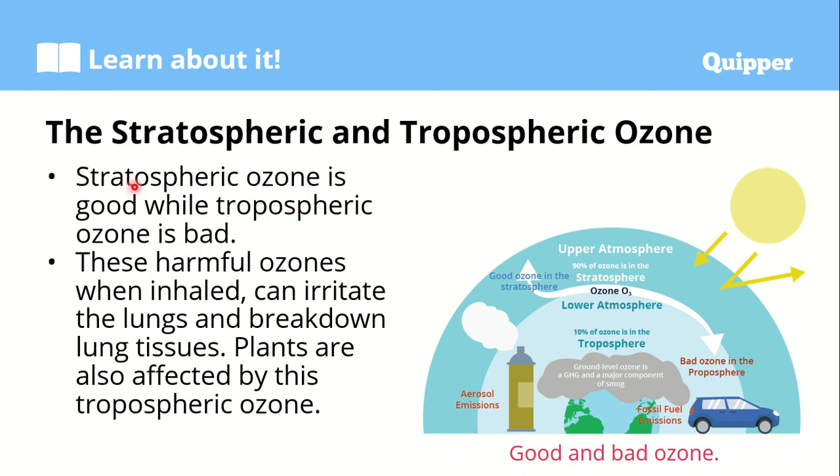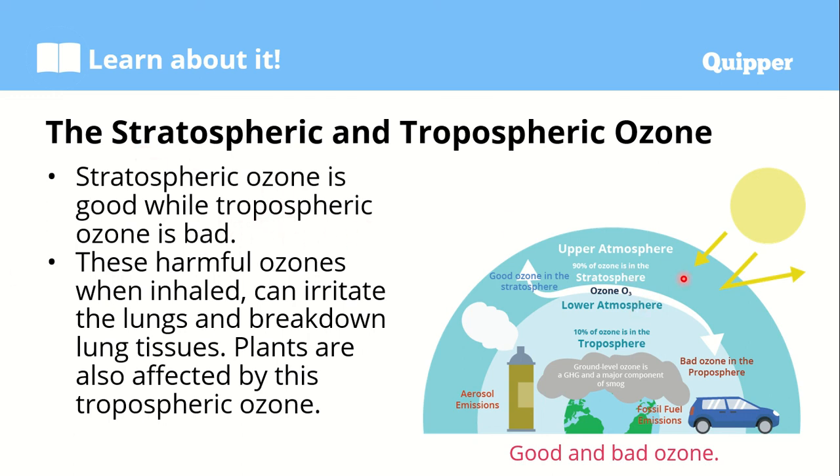Kasi nga supposedly man good, dapat makita na jud nato ning ozone sa stratosphere, because it filters out the UV rays coming from the sun. Tapos it is also the area where ozone is desirably located. Tapos kung si ozone makita na nato sa troposphere, dili na siya pwede.